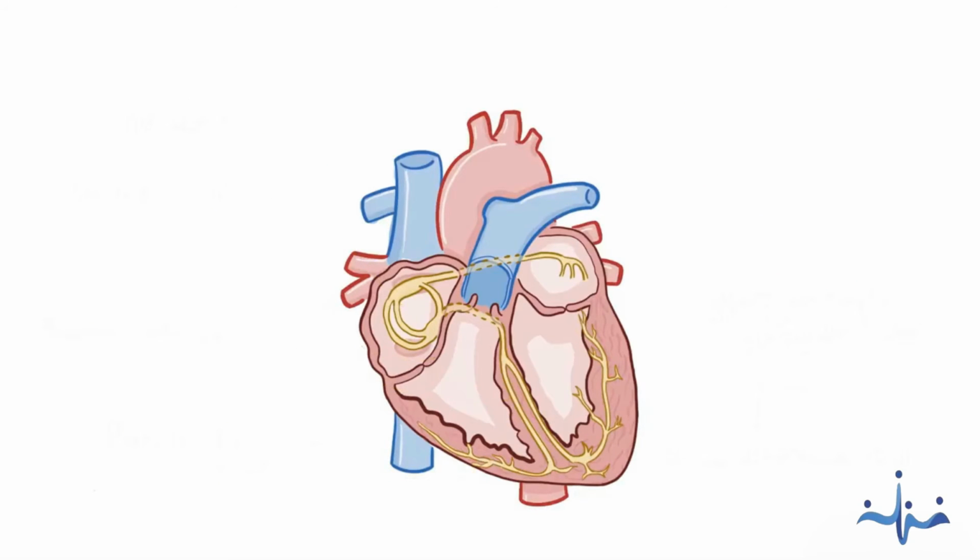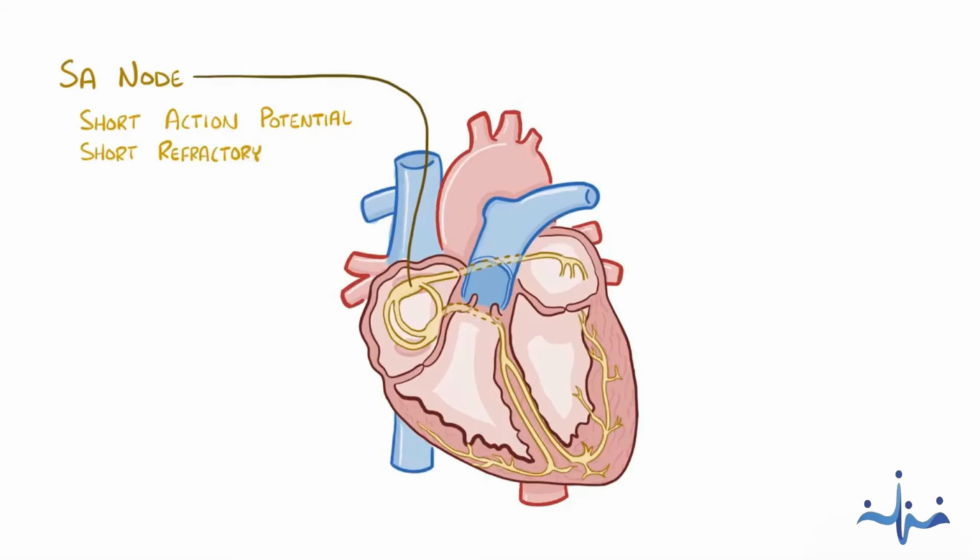One really cool thing about the heart is that if the pacemaker cells in the SA node fail to fire, there's not only a plan B, but a plan C and plan D as well. Pacemaker cells in the SA node have short action potentials and short refractory periods, so right after depolarizing, they want to depolarize again. That's called the firing rate, and at rest, the SA node has a firing rate of 60 to 100 depolarizations per minute.